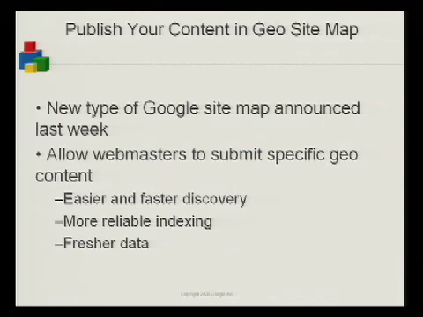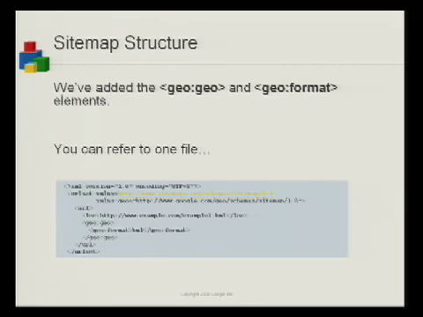A couple weeks ago we announced a new sitemap type. We announced this at Where 2.0. It allows webmasters to specify the specific geo content, which makes it easier and faster for us to do discovery and more reliable indexing. And as you're publishing your sitemap to us regularly, we can index it more quickly, and it's fresher.